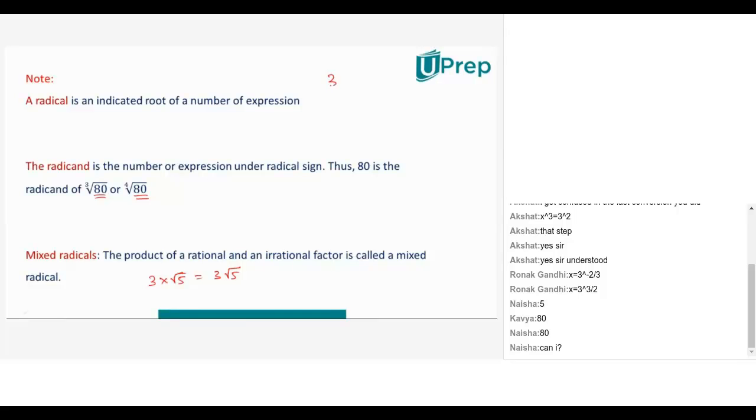See, that's what we have learned in the previous class, 3 into root 5. If you want to simplify this, how will you simplify? Basically, it's a mixed radical. 3 root 5 is a mixed radical. But how do you simplify this? If I were to simplify this, I can write 3 as square root of 3 square into root 5. Can I write that?